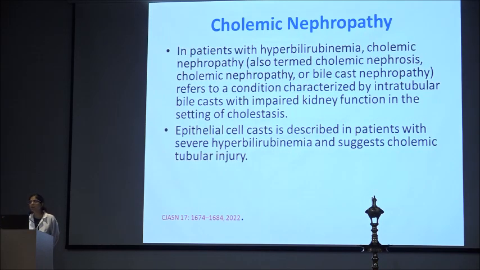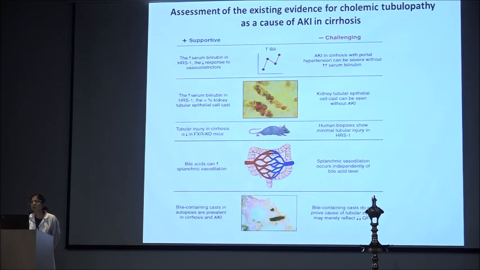Now coming on to cholemic nephropathy, which is also referred to as cholemic nephrosis or bile cast nephropathy. In patients with hyperbilirubinemia, it refers to a condition characterized by intratubular bile casts with impaired kidney function in the setting of cholestasis. Epithelial cell casts are described in patients with severe hyperbilirubinemia and suggest cholemic tubular injury. So this was a recent evidence for cholemic tubulopathy.